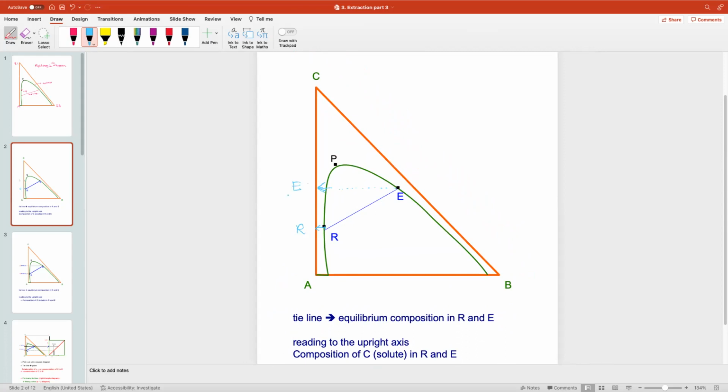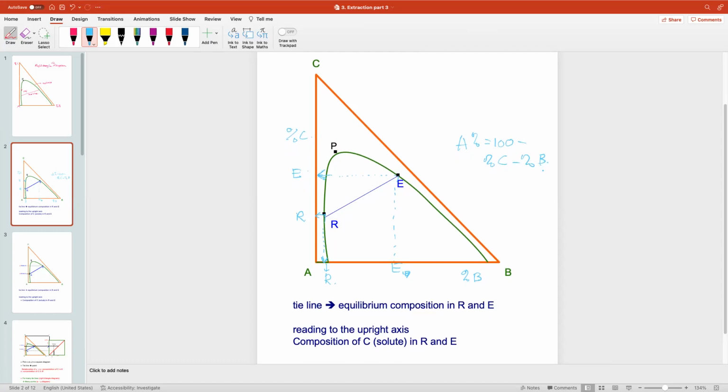Sometimes we also look at the percentage of C. And for the raffinate point, if we look vertically down to the horizontal axis, this is the percentage of B in the raffinate. And this one is also the point for the extract, for the percentage of B, and then you can get the percentage of A, which is the remainder: 100 minus percentage of C minus percentage of B. Okay, so this is how we read it.